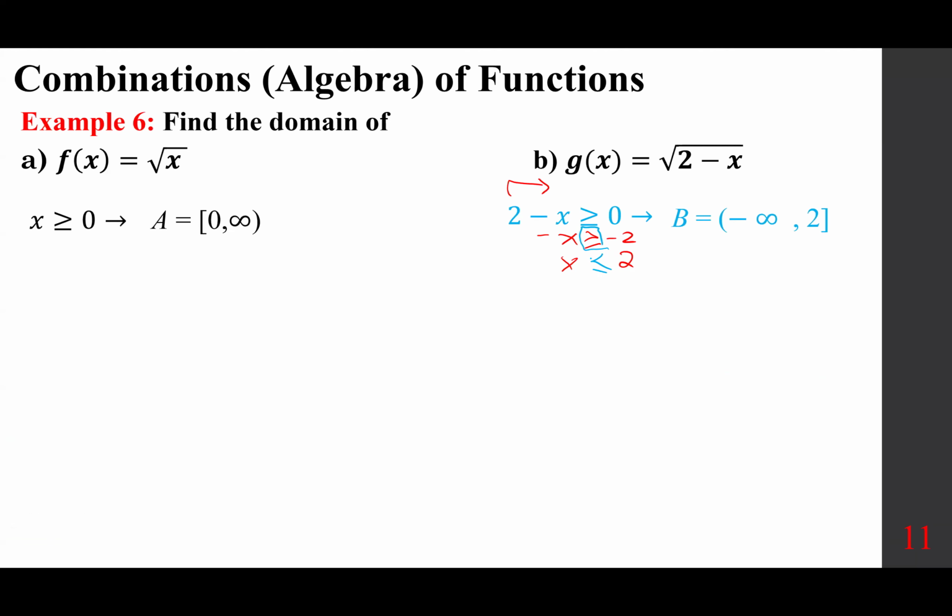By the way, infinity and negative infinity are concepts, you always use parentheses. That means open. That means the endpoint is in essence not included. Bracket means the endpoint is included.